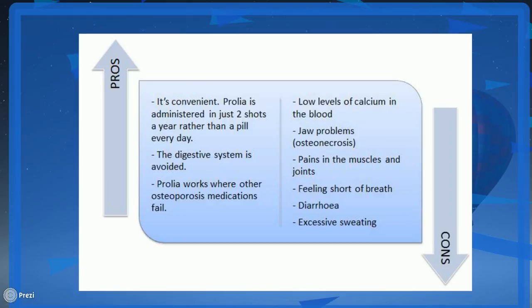Second is that the digestive system is avoided. And the third pro is that Prolia works where other osteoporosis medications fail, in case it is used for osteoporosis treatment. So in the cons, we have low levels of calcium in the blood. That's why it is really important to administer calcium while the patient is having a treatment with Prolia. It will also cause jaw problems or osteonecrosis, pains in the muscles and joints, feeling short of breath, diarrhea, and excessive sweating.